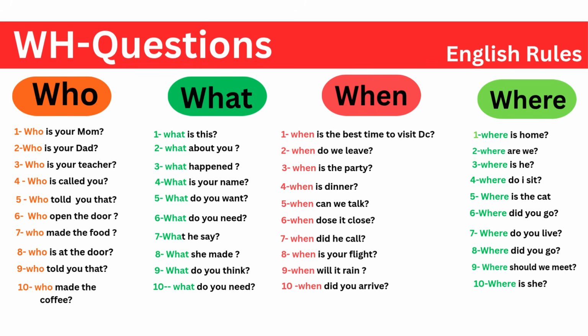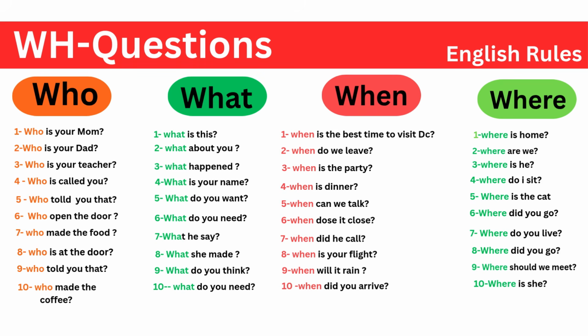2. What, used to ask about objects, ideas, or actions. Examples: What is this? What about you? What happened? What is your name? What do you want? What do you need? What did he say? What did she make? What do you think? What do you do?